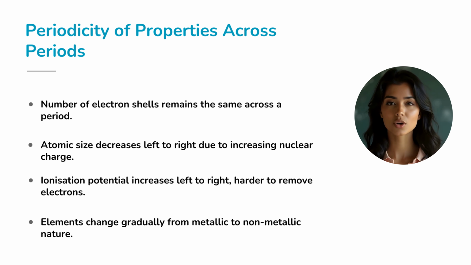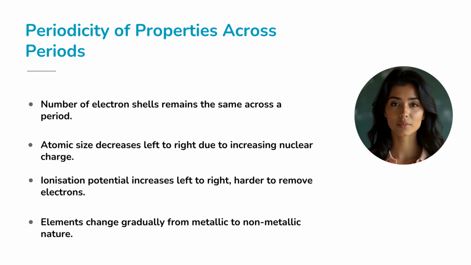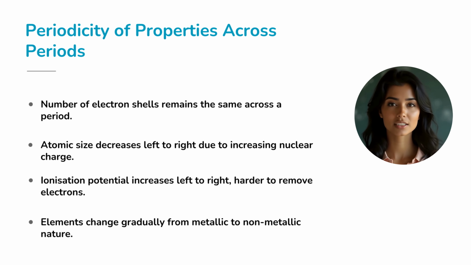Similarly, the electron affinity and electronegativity also rise because atoms want to complete their octets. Meanwhile, metallic character decreases while nonmetallic character strengthens. For instance, sodium on the left is a soft metal, while chlorine on the right is a strong nonmetal. These trends show how the repetition of valence shell patterns drives periodicity.